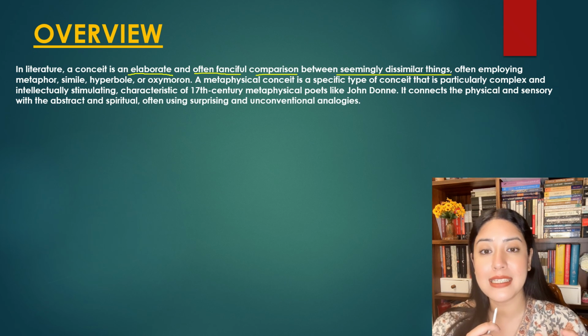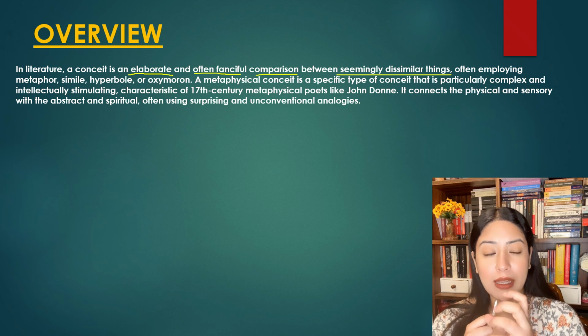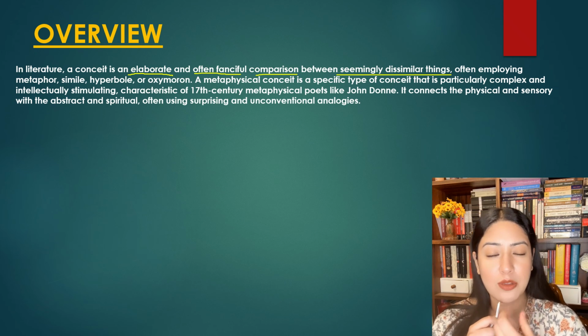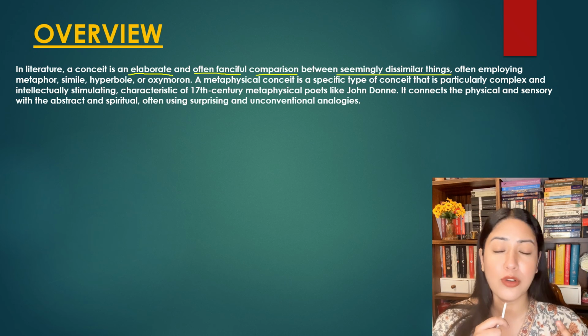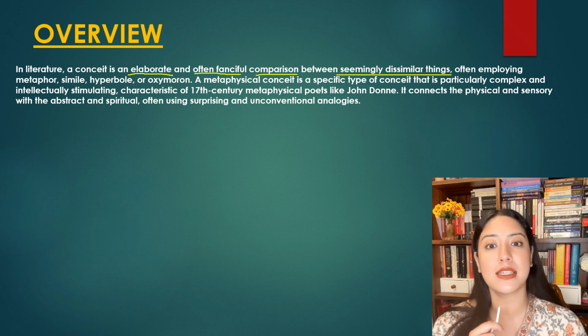You say my love is like a red rose, or my love is a red rose. You're comparing dissimilar things. Now, this is just in a line. Suppose you extend this. Suppose you keep talking about this metaphor or this simile of the red rose, in one line or two lines or in one full stanza. You extend this metaphor, and it becomes a conceit.